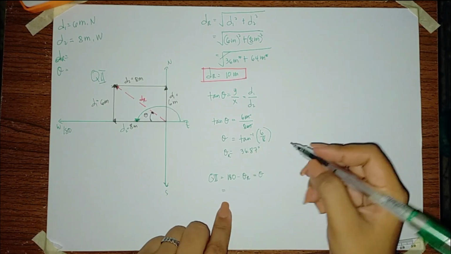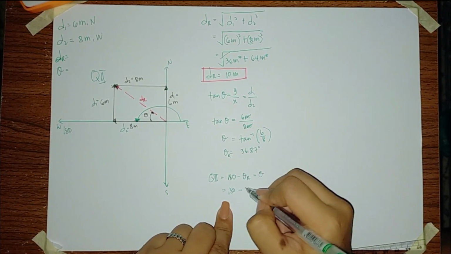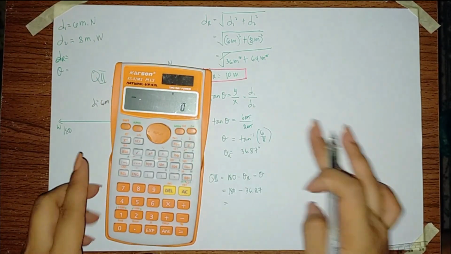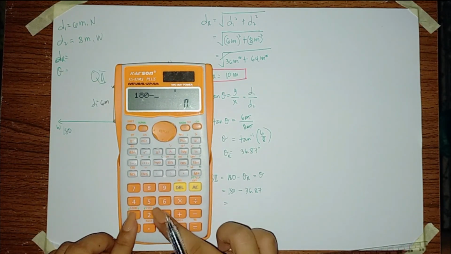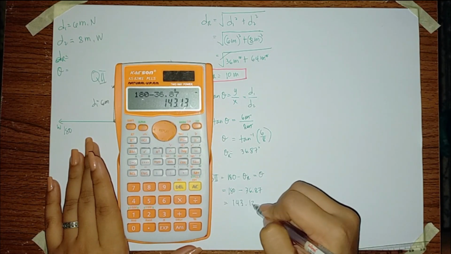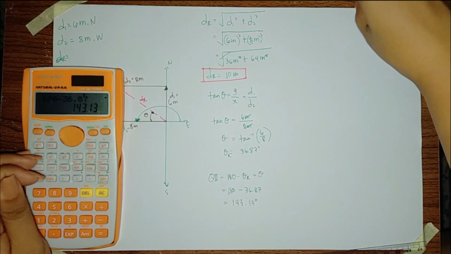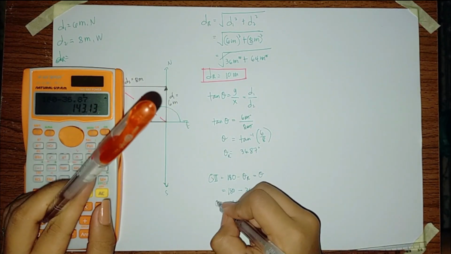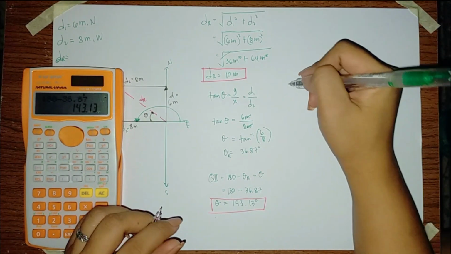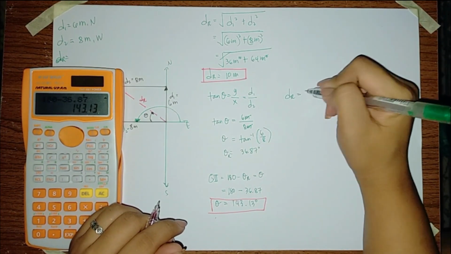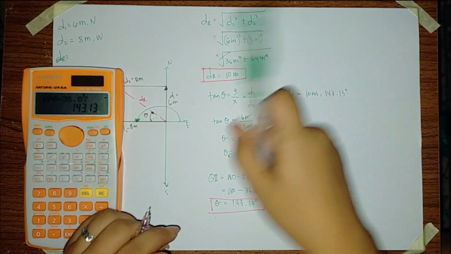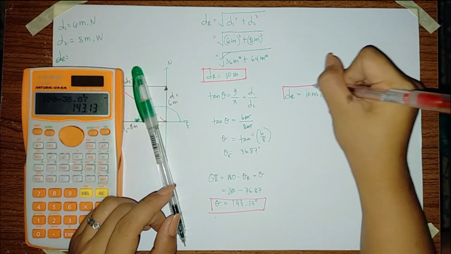We have here 180 minus 36.87. So, for our final angle, it is 143.13 degrees. Now, what would be our final answer? D sub R is equal to 10 meters, 143.13 degrees. So, this is now our final answer.